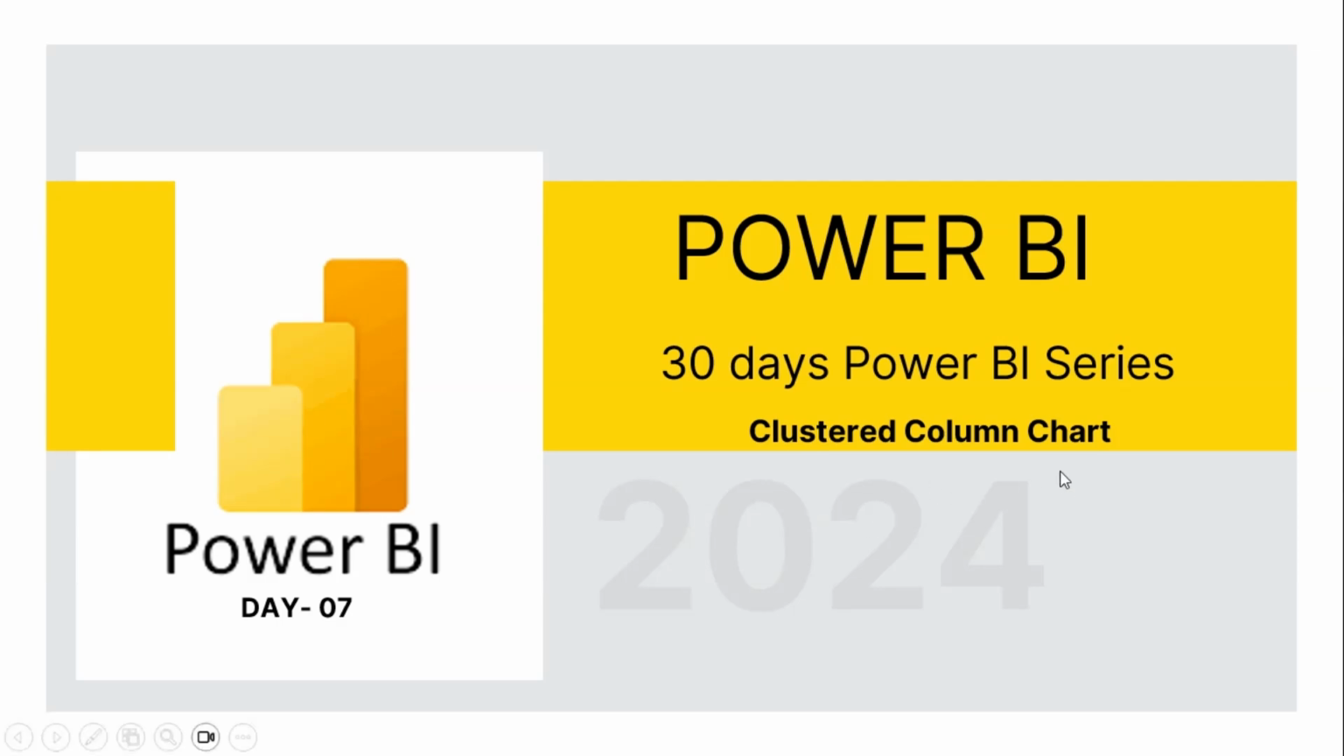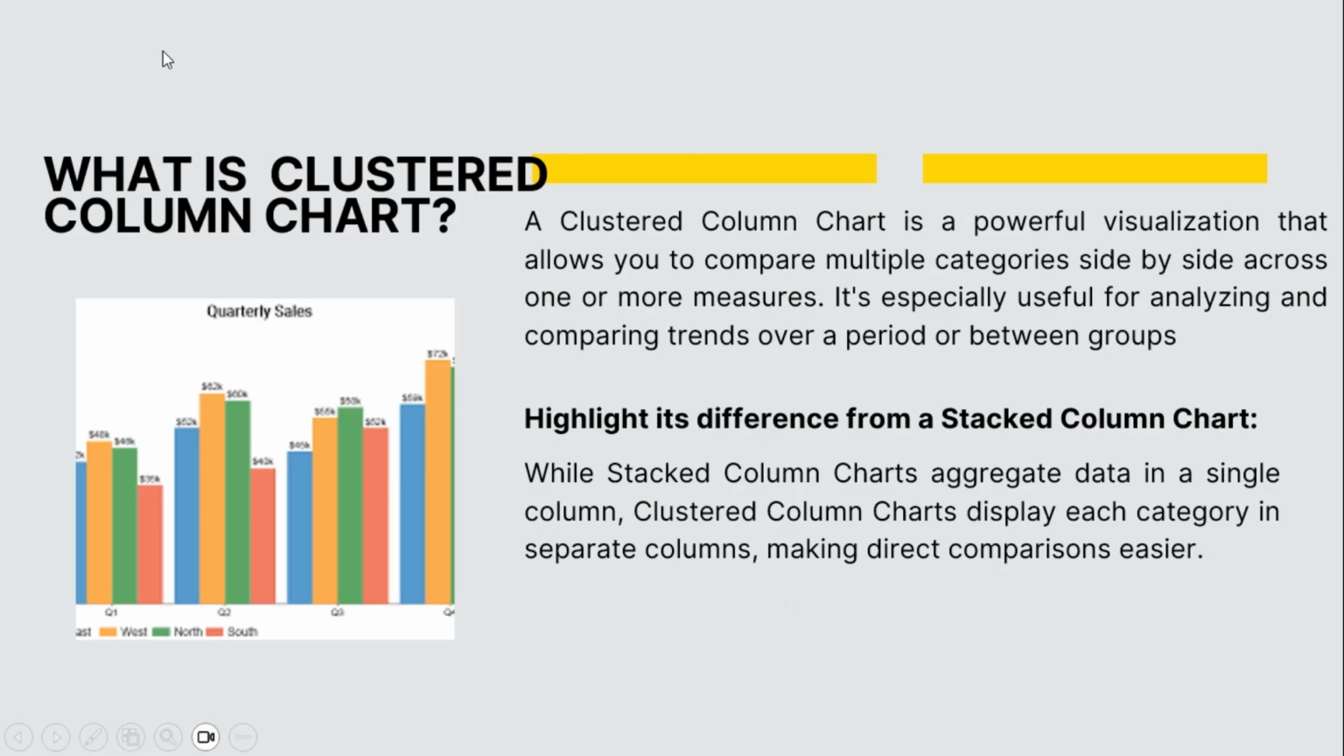So today's topic is the clustered column chart. What is a clustered column chart? A clustered column chart is a powerful visualization, and it's a commonly used, very popular chart. It allows you to compare multiple categories side by side across one or more measures. Here you can see it in the image, with multiple categories side by side. It's especially useful for analyzing and comparing trends over a period or between groups.